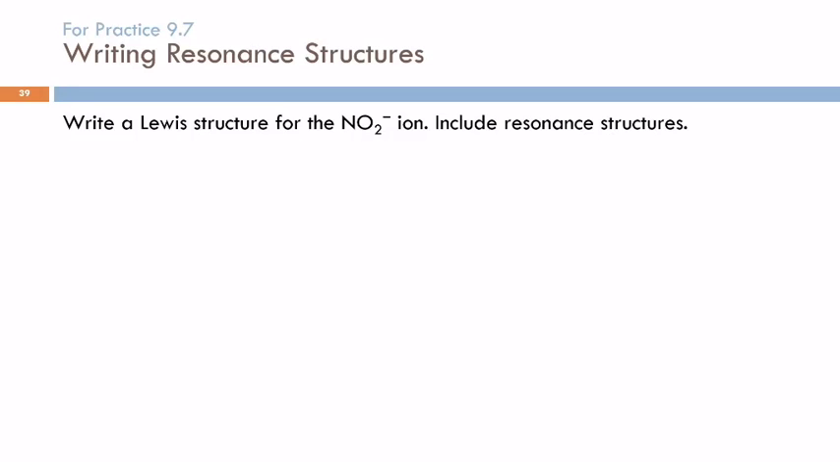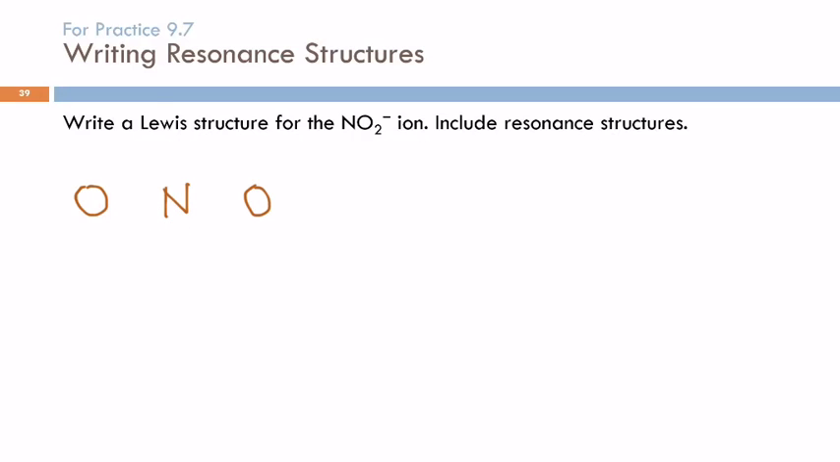One of the guidelines was put more electronegative atoms on the outside, terminal. So if we put nitrogen in the middle and oxygens on either side, the oxygen is terminal, it only has one connection. The nitrogen has two connections, it's not a terminal atom.